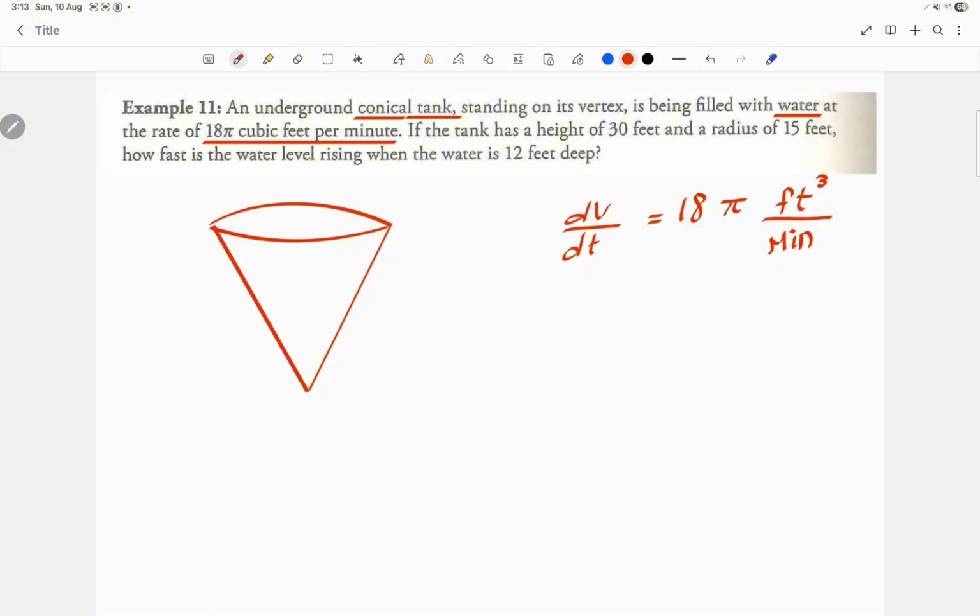Okay? The tank has a height of 30. The tank has a radius of 15. How fast is the water level rising? Water rises with a height. How fast it's rising? That means they're looking for dH over dt. When the tank has water to a 12-foot depth, that means the height is 12 foot.